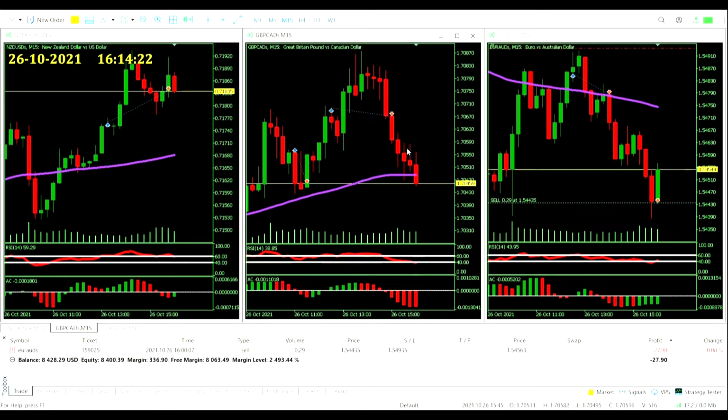The Great British Pound Canadian dollar giving us the same signal. We're already seeing the damage being done to us on the Euro Australian dollar. Almost $30 down there. Immediate reversal against our trade. Completely expected. Now, same thing on the Pound Canadian dollar. Let's measure out what our risk will be. We'll call that 41 pips to the stop loss. And so we know what our risk will be.